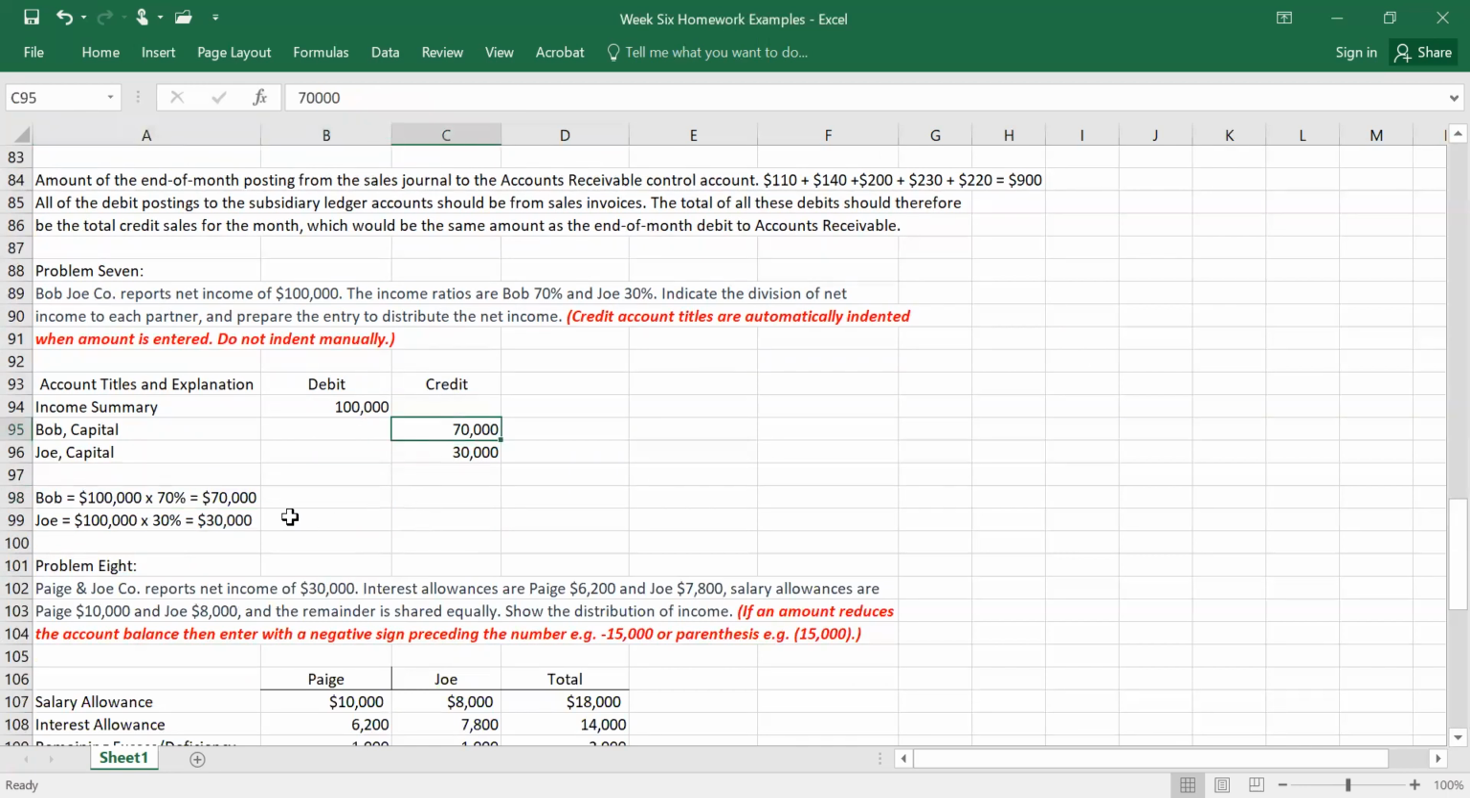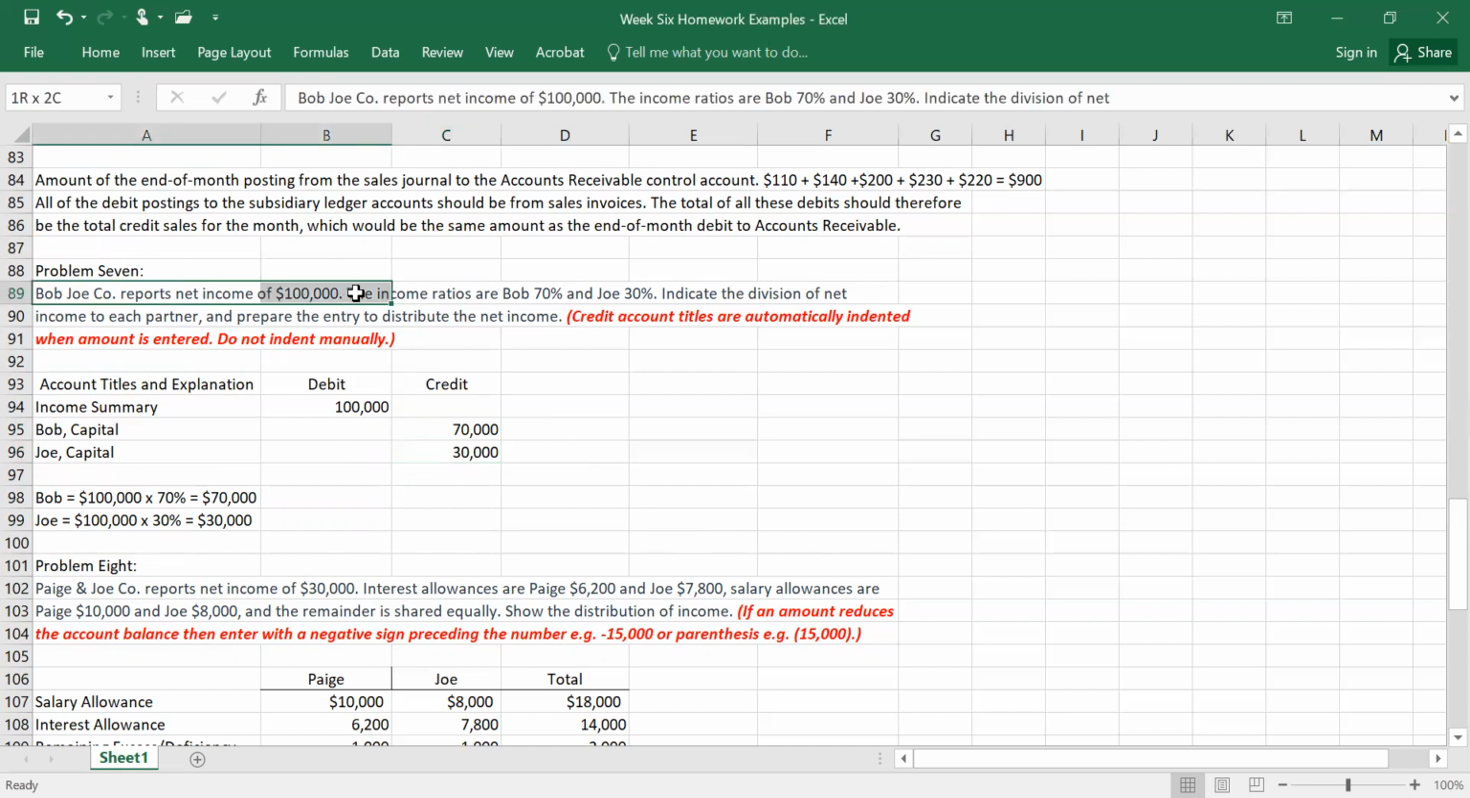We would credit Bob capital for the 70,000. Joe is 100,000 times 30%, which is 30,000. And we would credit Joe capital for the 30,000. And of course, the income, we already knew the income. They told us the net income was 100,000. So we would debit that income summary for 100,000.